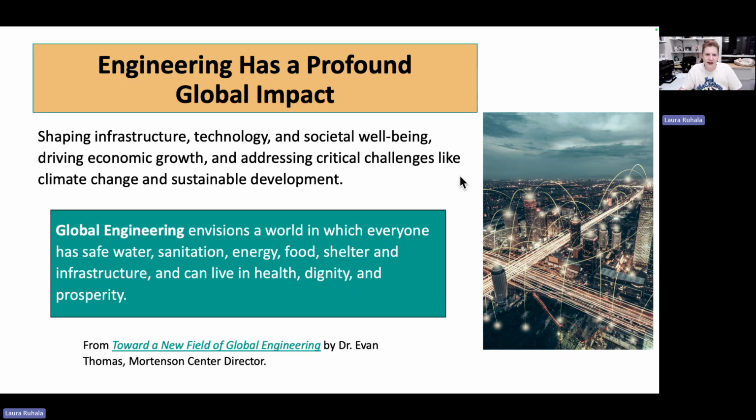Okay, so obviously engineering has a profound global impact because we shape infrastructure, technology, and societal well-being, driving economic growth and addressing critical challenges like climate change and sustainable development. A term that I'm going to be mentioning a couple of times in this PowerPoint is global engineering. Now, global engineering envisions a world in which everybody has safe water, sanitation, energy, food, shelter, and infrastructure, and can live in health, dignity, and prosperity.